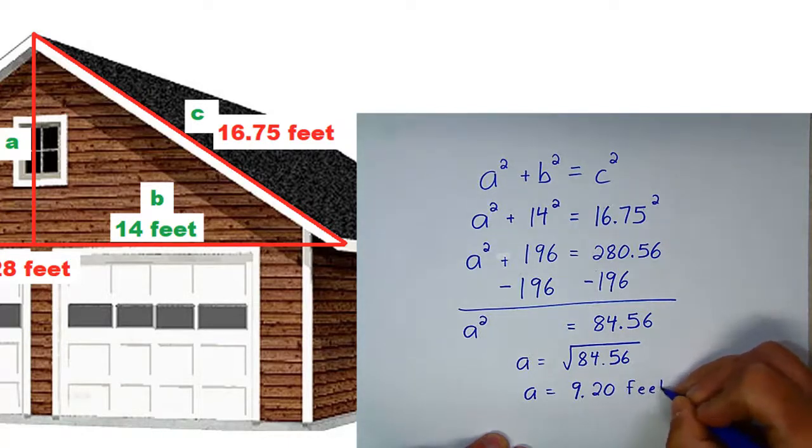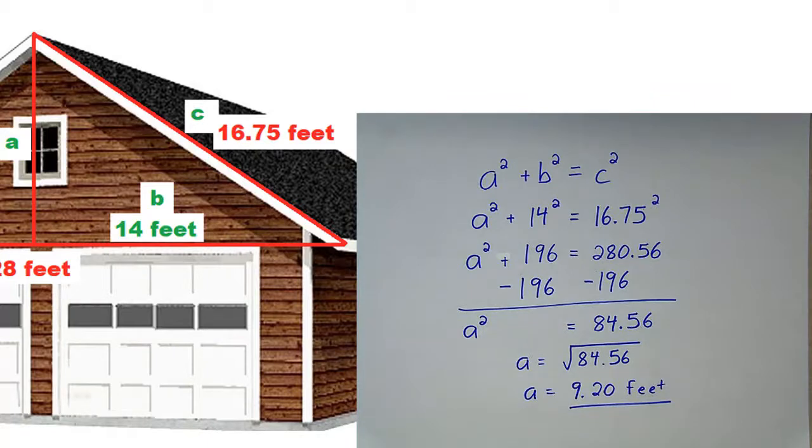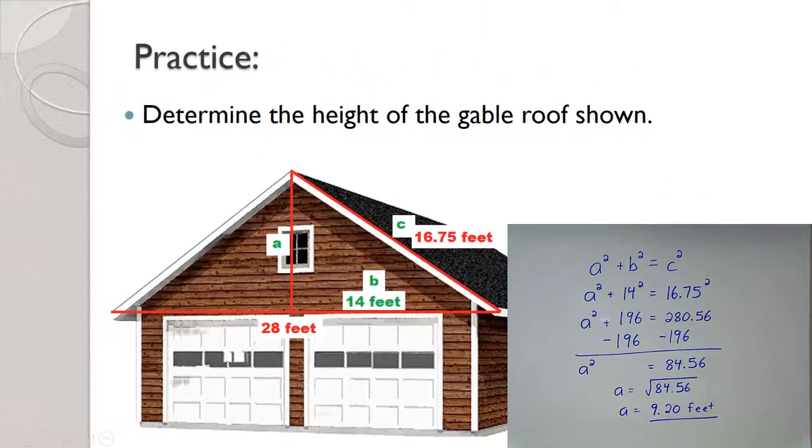And this question doesn't ask us for the perimeter, just the height of that triangle. A is 9.20 feet. And if we take a look at our picture, yeah, that looks about right. It's certainly not as long as side B, which would be 14 feet, so we got it. Now, if you didn't get 9.20 feet, go back and watch that again and see if you can find your error and spot what went wrong.